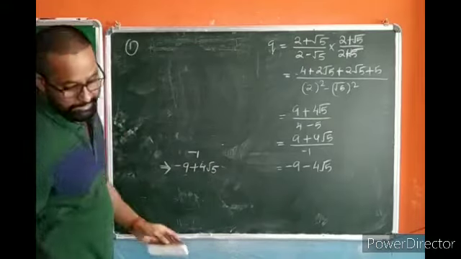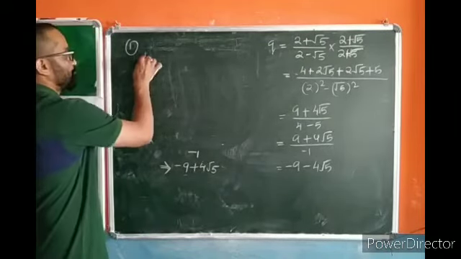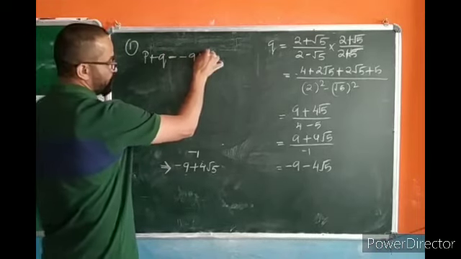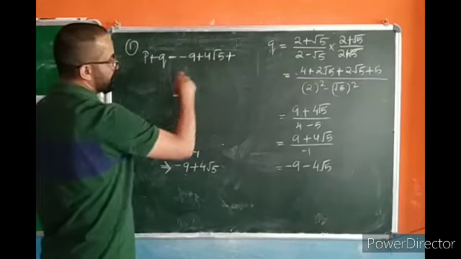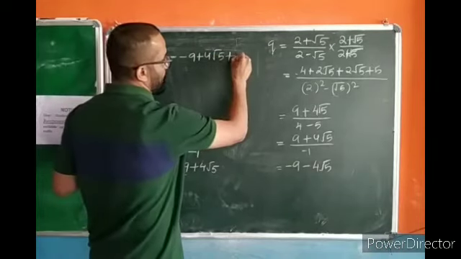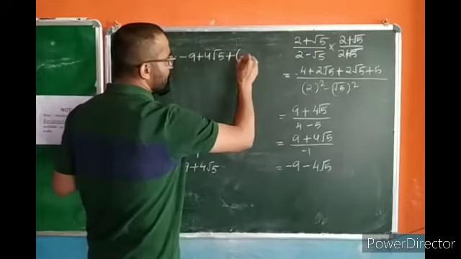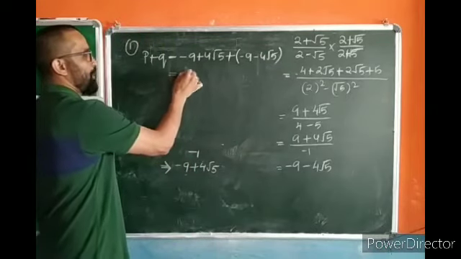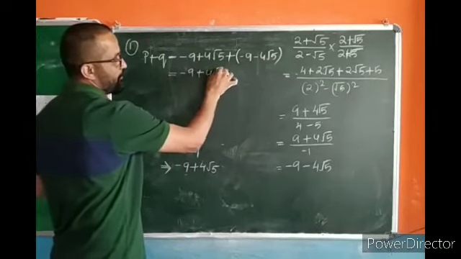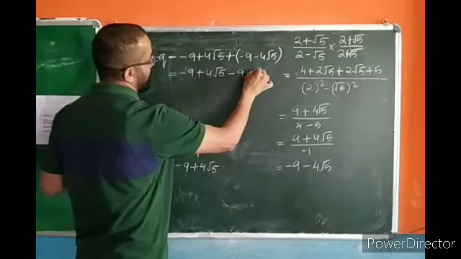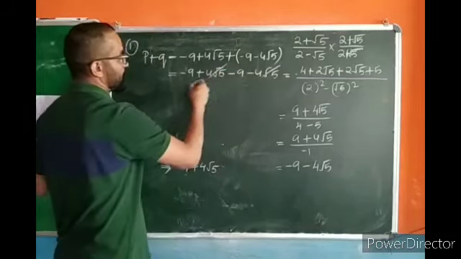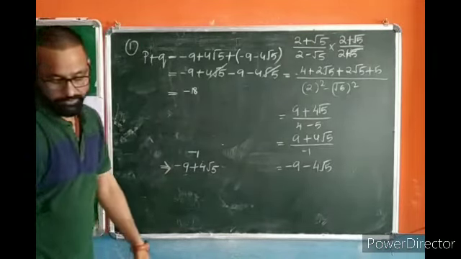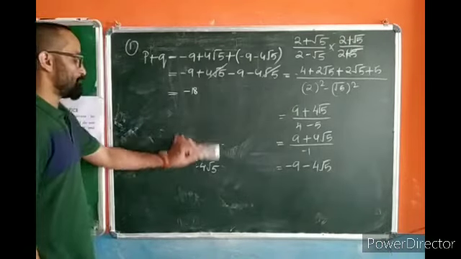The first question says find P plus Q. So we know the value of P, minus 9 plus 4 root 5, plus sign, Q we know, minus 9 minus 4 root 5. Simplified: minus 9 plus 4 root 5 plus minus 9 minus 4 root 5, plus and minus cancel. Minus 9 minus 9 is minus 18. First answer.